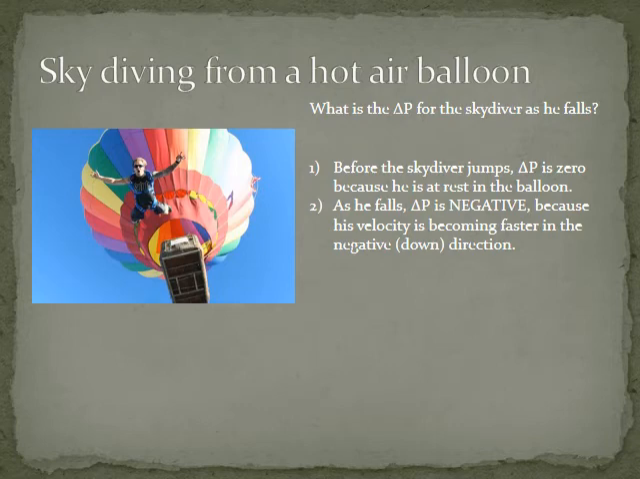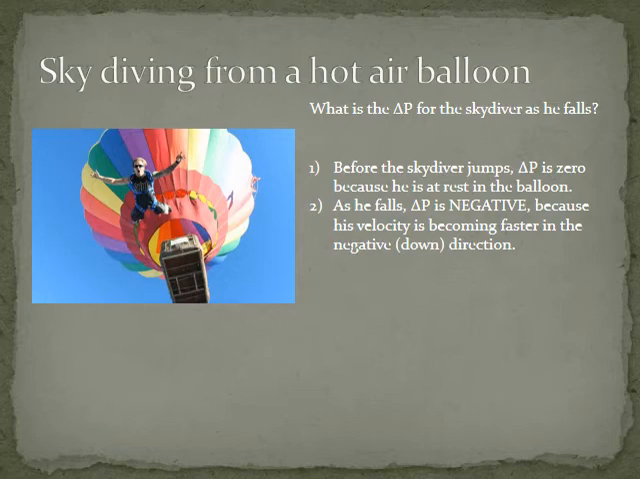And in this case, he's going to have a large negative DeltaP because he is becoming faster and faster in the negative direction, which is down. He's gaining negative momentum. So he's speeding up, but notably it's a negative DeltaP, which is okay as long as his velocity is getting bigger and bigger and bigger.